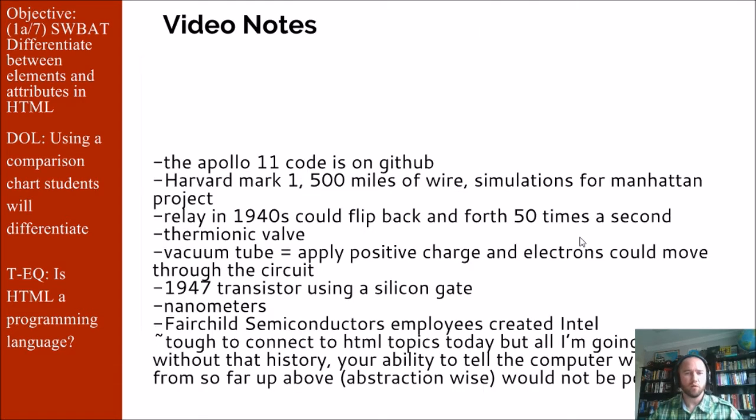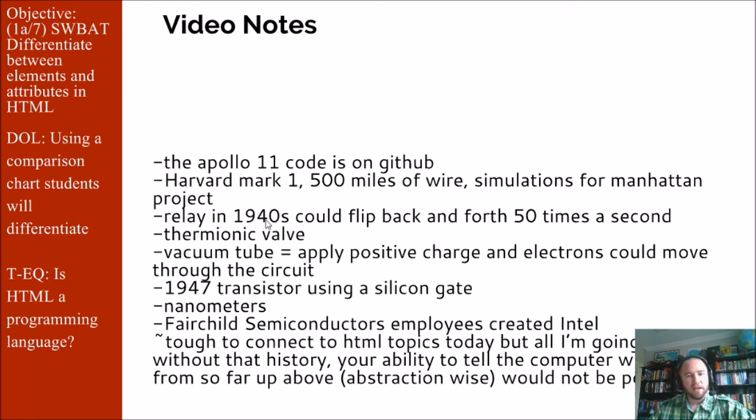Okay, so here's that video I was talking about. Really a good one. I can briefly go over my notes from it here. I found it interesting that the Apollo 11 code is currently on GitHub, so you can see that in its entirety and its complexity. The video talks about the Harvard Mark I, which is an interesting early computer, 500 miles of wire in it. The simulations the computer was doing were for the sake of the Manhattan Project. So that's the building of nuclear bombs in World War II.